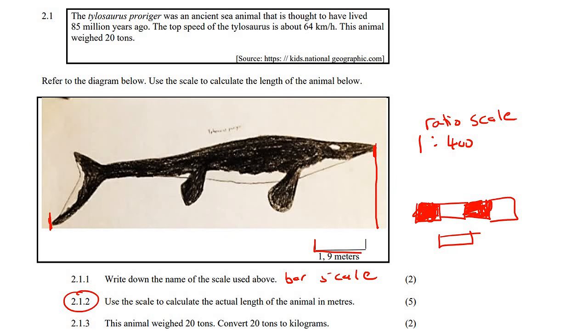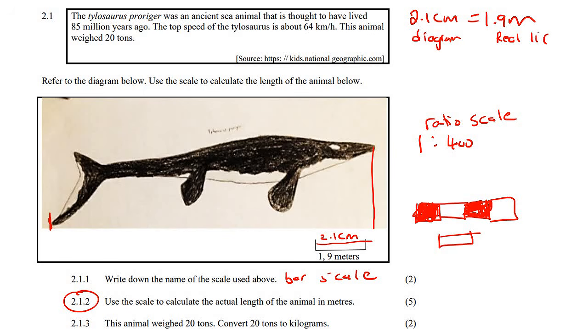So you would take your ruler and measure that length. Okay, so you would have gotten around 2.1 centimeters. You might have got close to that, or even exactly that, but just based upon the zoom, it can be different. So this length, if you measured it on your ruler, is 2.1 centimeters. So 2.1 centimeters is the same as 1.9 meters. This is on the map or on the diagram, and this would be real life.